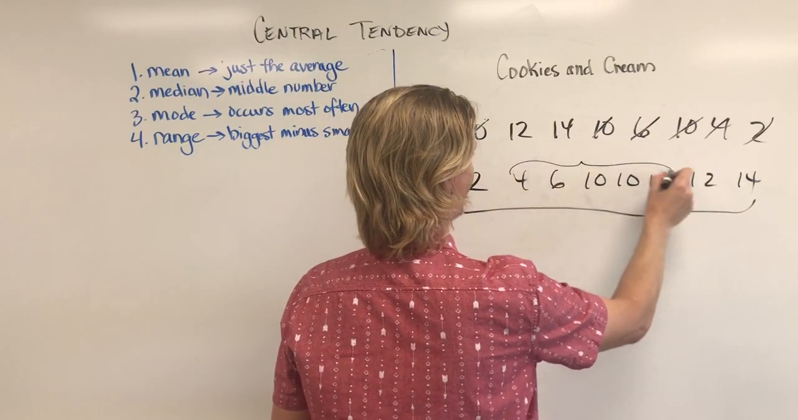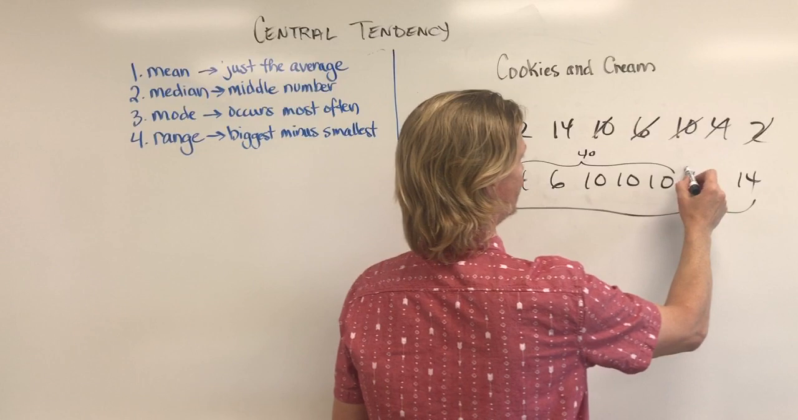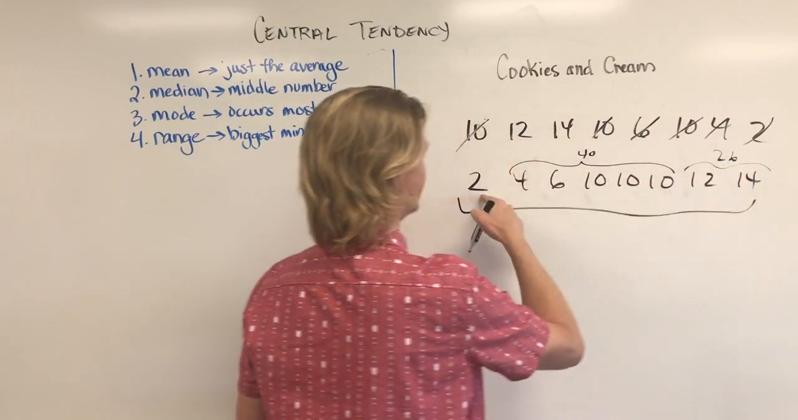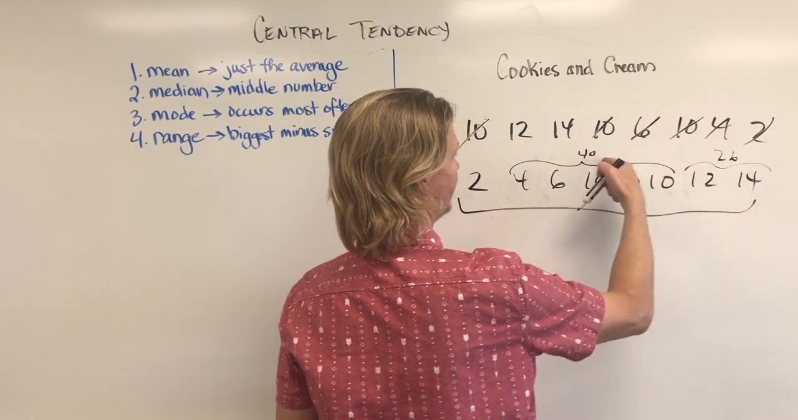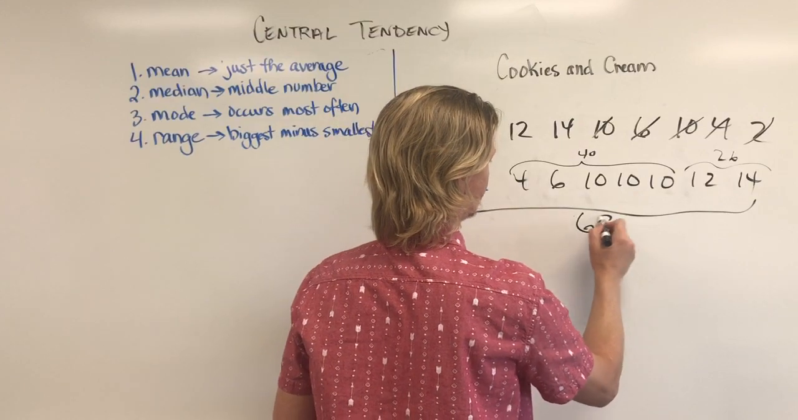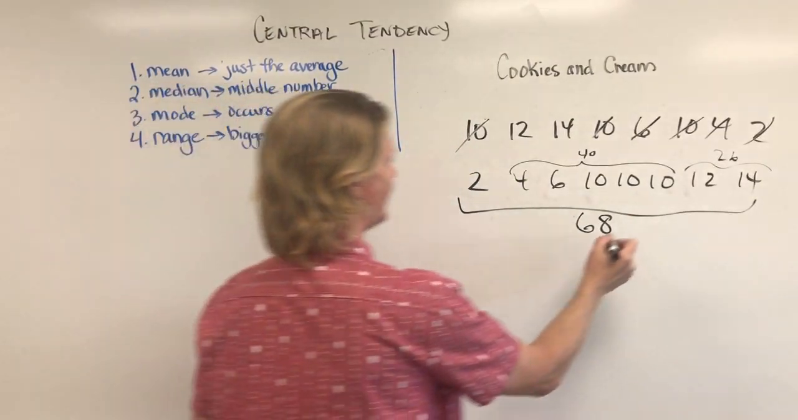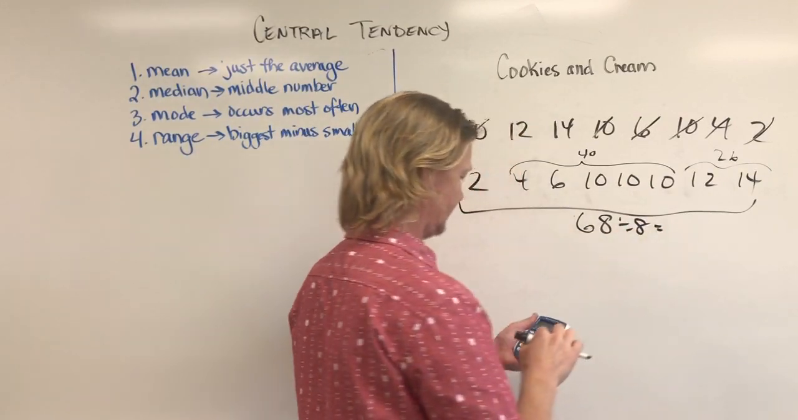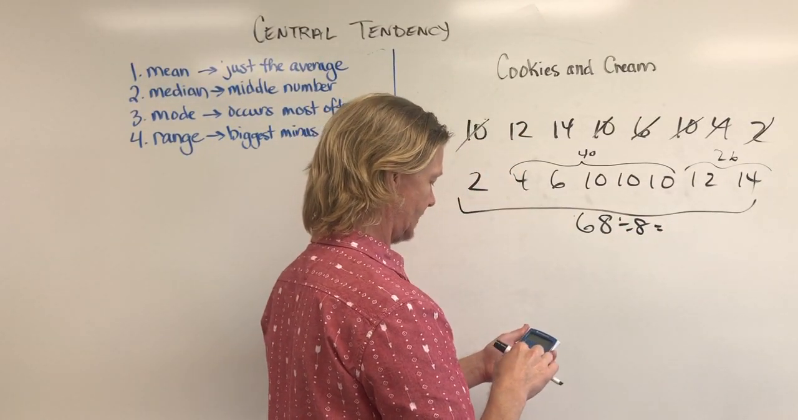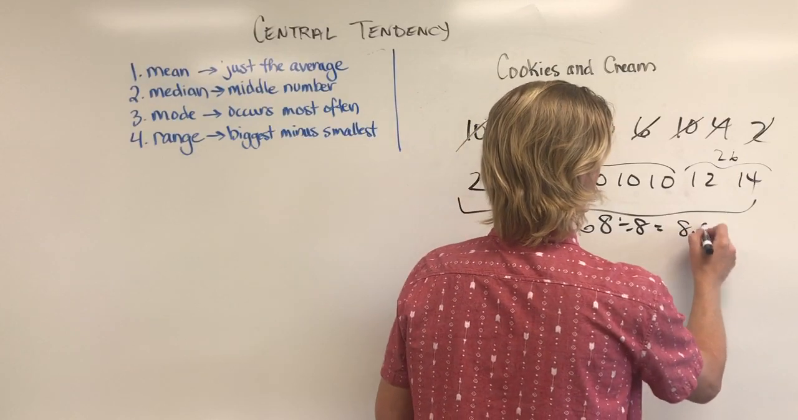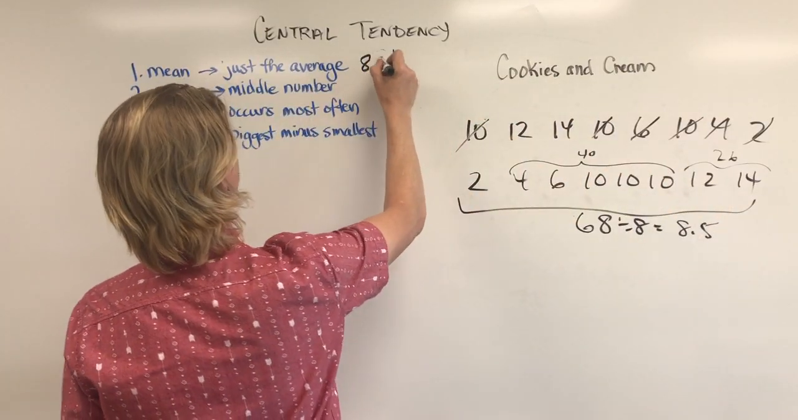I'm doing some mental math here. These are all 40. These 2 together are 26, and this is 2. So that would be 28 and 40, so 68, without using a calculator. It's way faster. And then I'm going to divide by 8 numbers, because I have 8 of them. So 68 divided by 8 equals 8 decimal 5. So my average for this group would be 8 decimal 5.